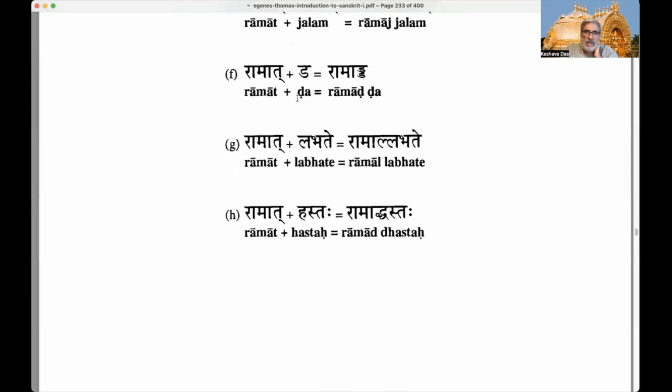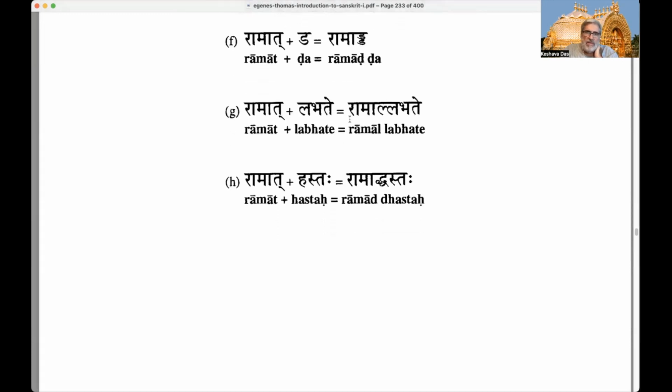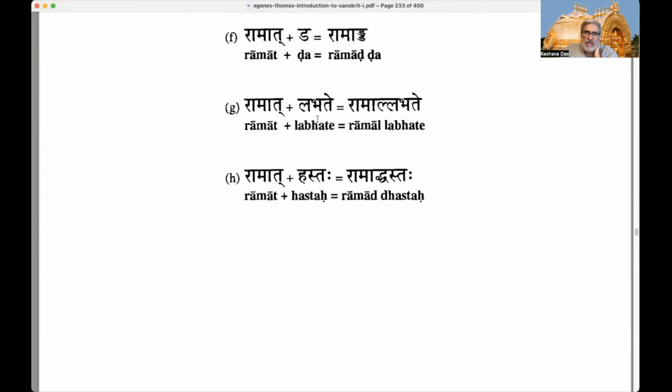Then Ramat, also followed by another type of cerebral da, a softer voiced da. So Ramat plus da. The dental T is going to also turn into a cerebral da. So you're going to have a doubling of the da here. Ramada. Ramada.